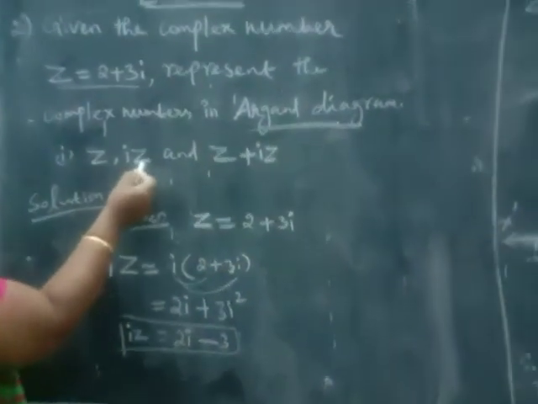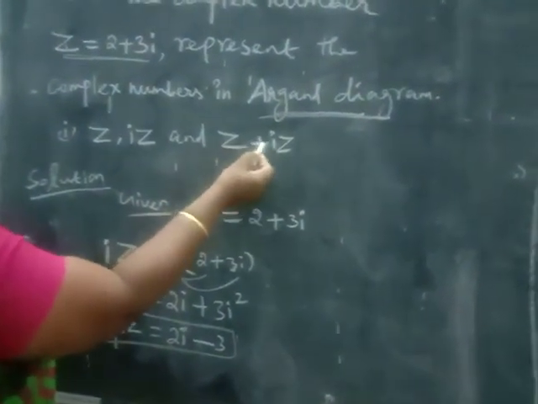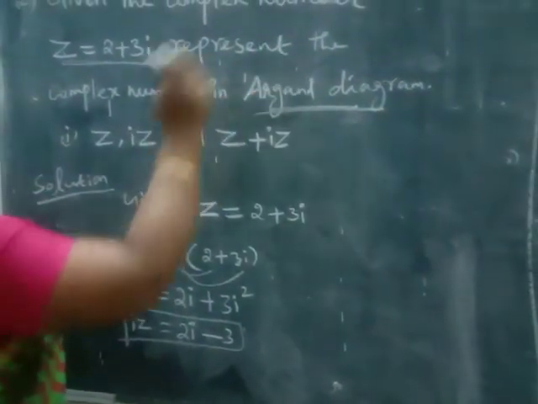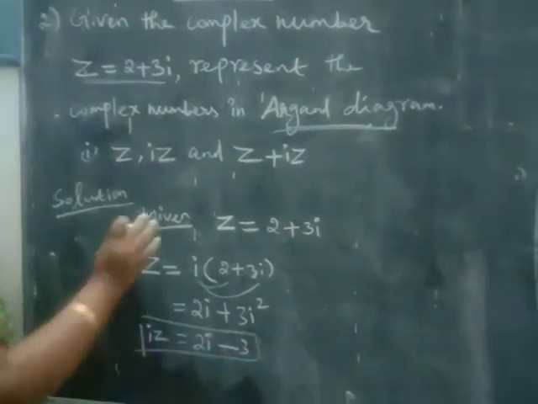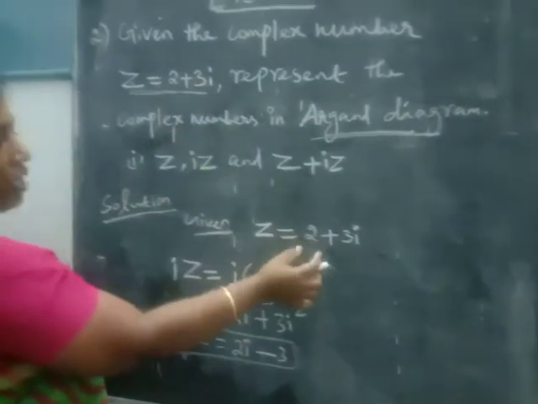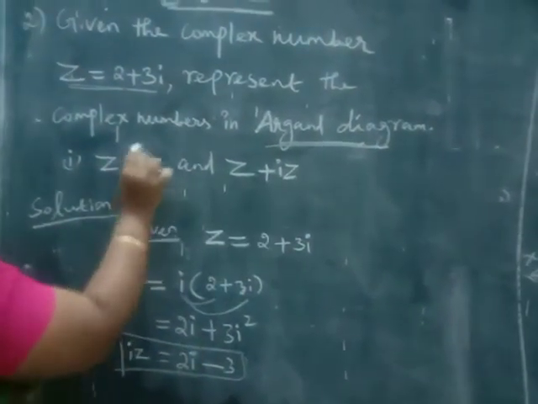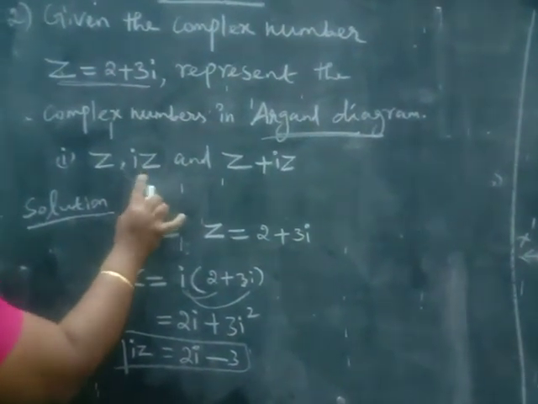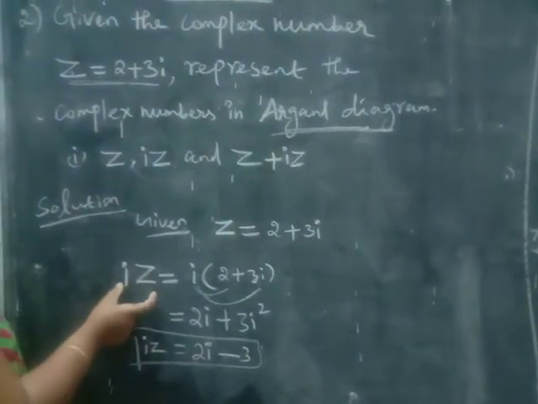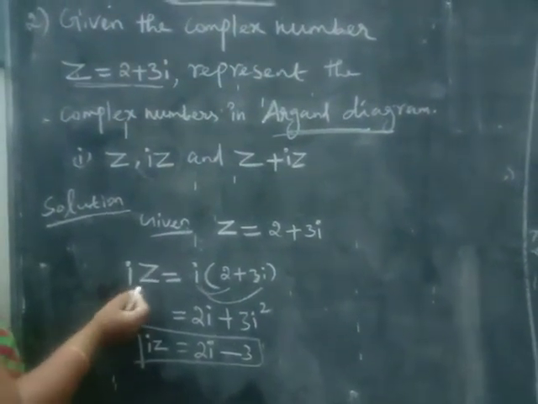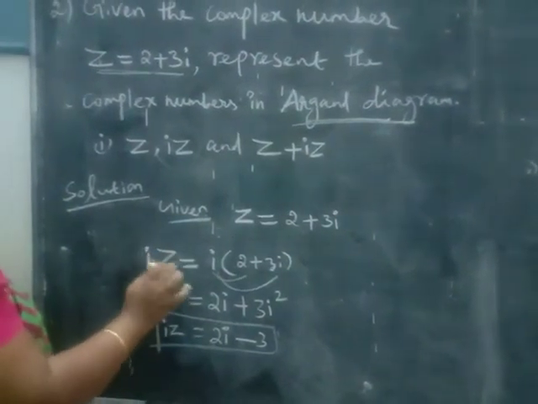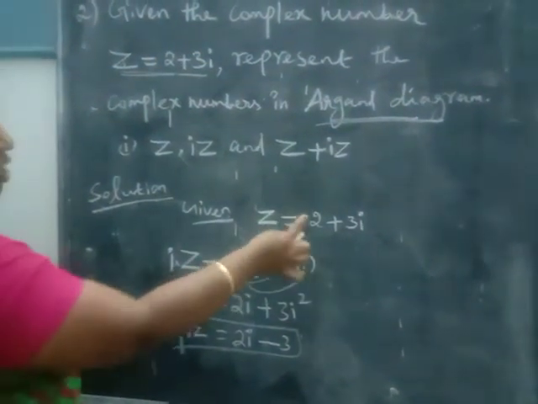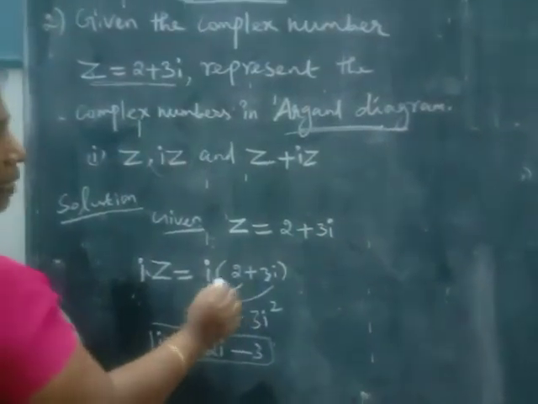z, iz and z plus iz. We are going to represent these complex numbers in this Argand plane. First, z is already given, 2 plus 3i. What is the second complex number? iz. So next we are going to find iz. iz is nothing but z multiplied with i. So now i times 2 plus 3i. Just multiply these two.